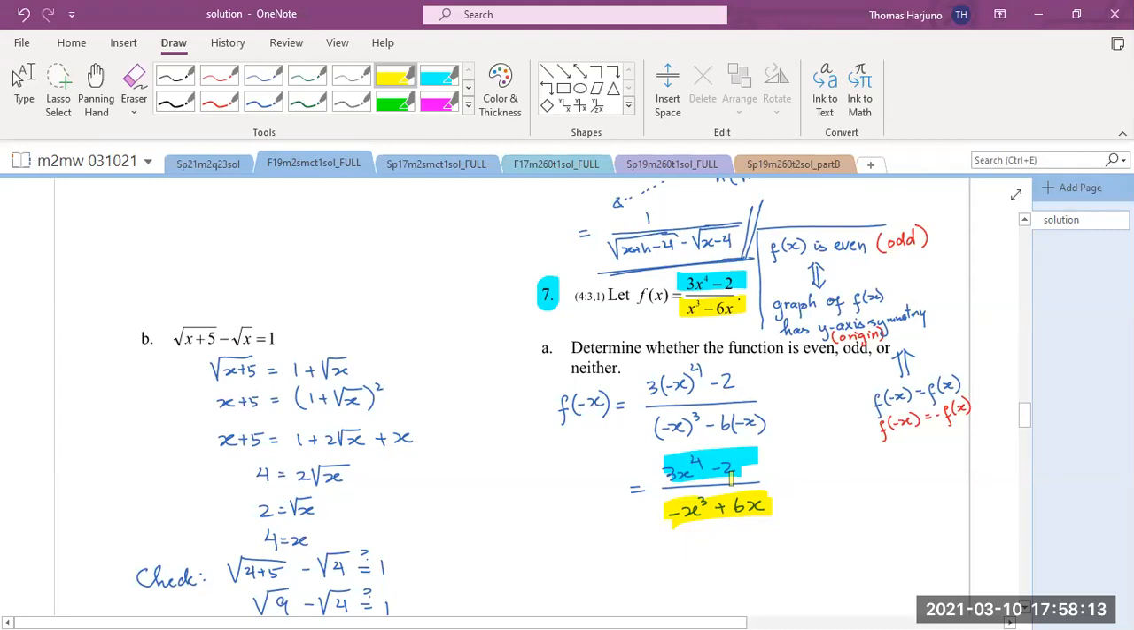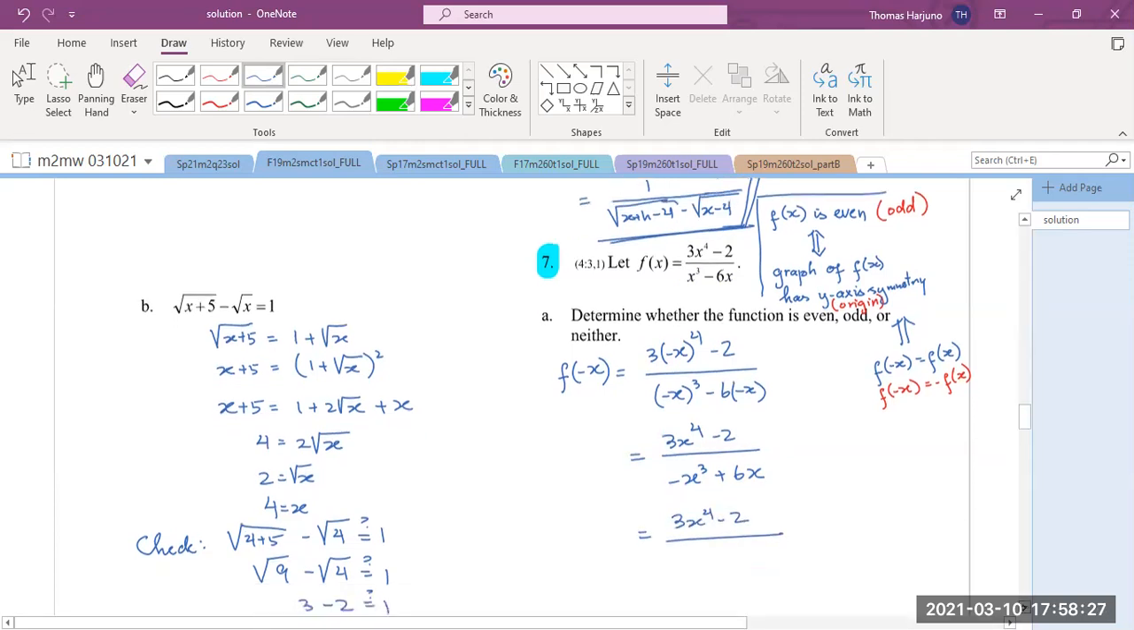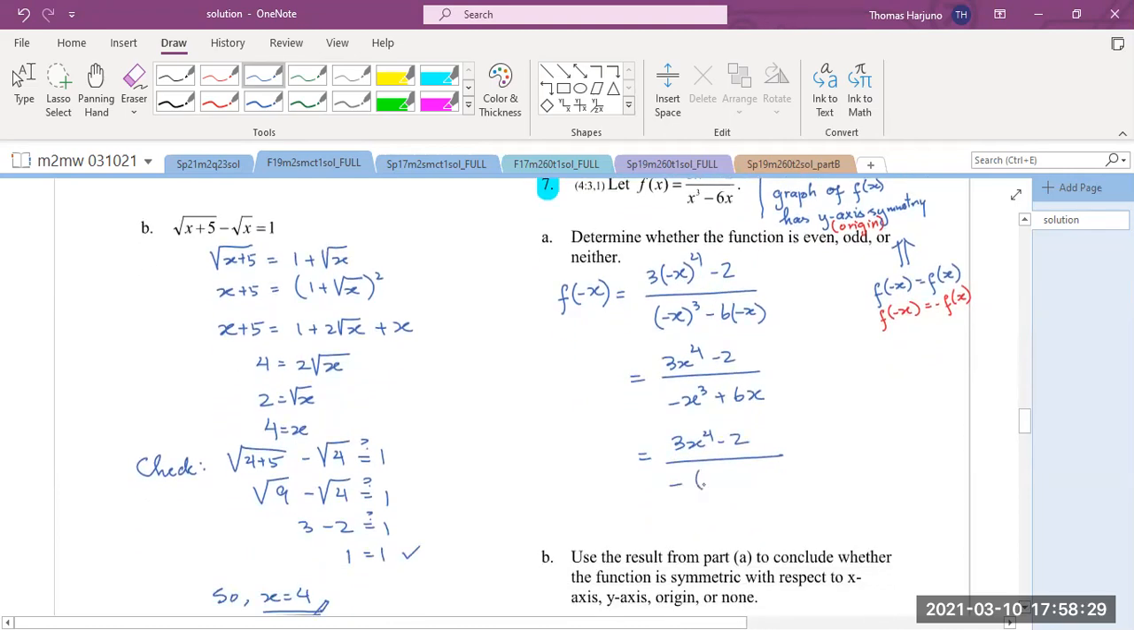What can we do? Oh, you know what? We can factor the negative from the denominator. So on the top, I get 3x to the fourth minus 2, which is the same. The bottom, however, I will factor the negative out. So that's actually equal to negative of 3x to the fourth minus 2 over x cubed minus 6x.